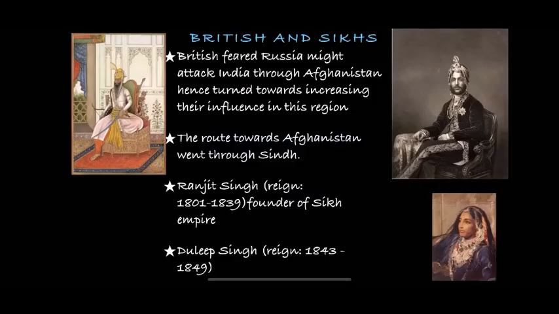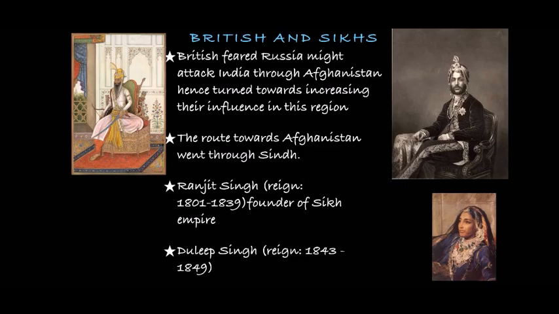British-Sikh struggle. British feared Russia might attack India through Afghanistan, hence turned towards increasing their influence in this region. The route towards Afghanistan went through Sindh. The British understood the importance of Sindh, and therefore they tried to capture it. Ranjit Singh, whose reign was from 1801 to 1839, was the founder of Sikh Empire. In the beginning of 19th century, the power was in his hands.